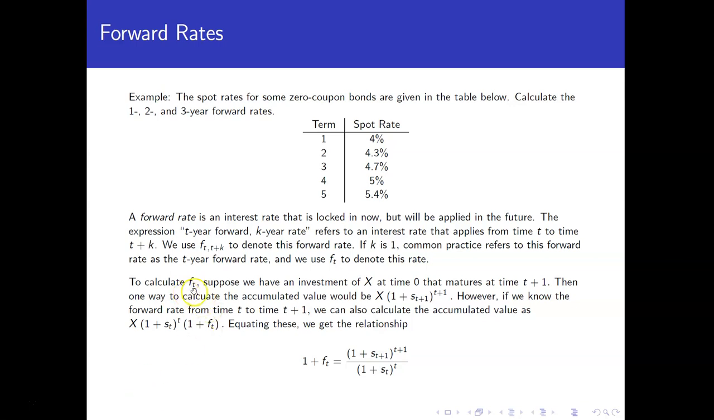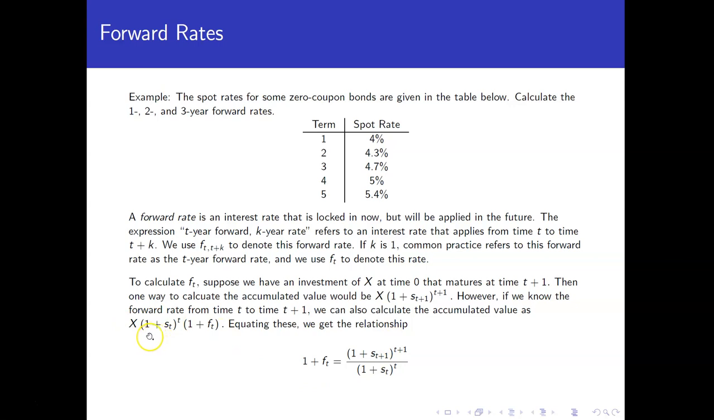So how would we calculate what f sub t has to be? Well, let's say we have an investment x at time 0 and it's going to mature at time t plus 1. If we know the t plus 1 year spot rate, one way to figure out the accumulated value would be to use the accumulation factor based on that t plus 1 year spot rate. However, another way to do it would be to look at the accumulation of x to time t and then go from t to t plus 1.